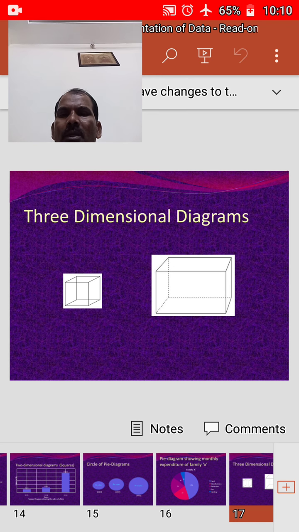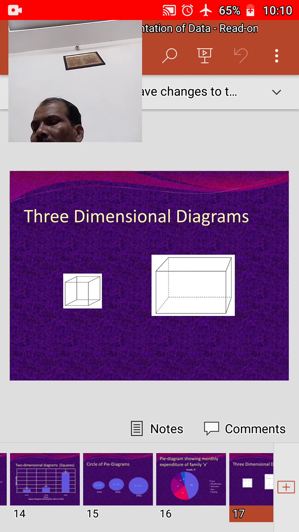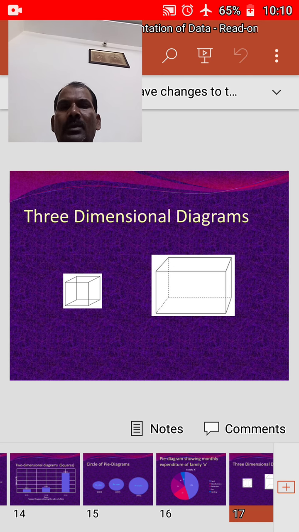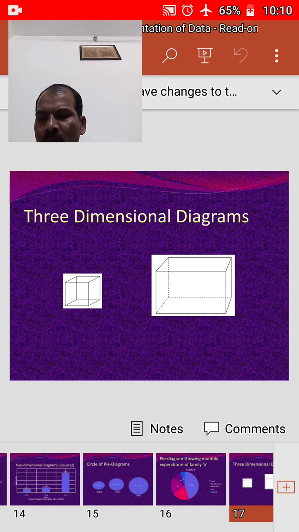three-dimensional diagrams. Here I am considering one cube, and another is a rectangular cube, that is, a prism. The side of the cube is obtained by taking the cube root of the value. We have an example in this. I will tell you.